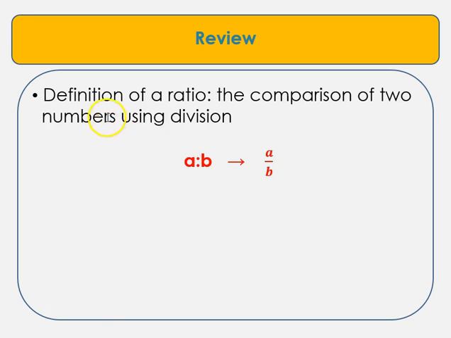Now let's review the definition of a ratio. The ratio is a comparison of two numbers using division. So we have the ratio of A to B, and that's how it's read: A, the word "to", B. And that is also the same as saying A divided by B. Or you can use the division line to mean the word "to" also. So A to B is A divided by B.